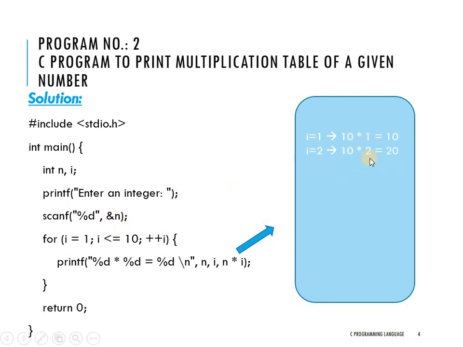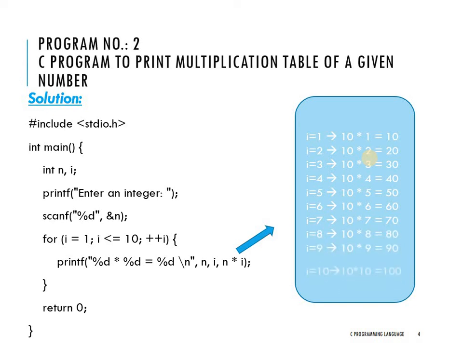10 into 2 is 20. Like that it will increment until 10, because we have given i less than or equal to 10. So it will display the 10th table up to 10 elements. After that, i goes to 11. 11 is not less than or equal to 10, so the condition fails and then it will return 0 and the program will end.